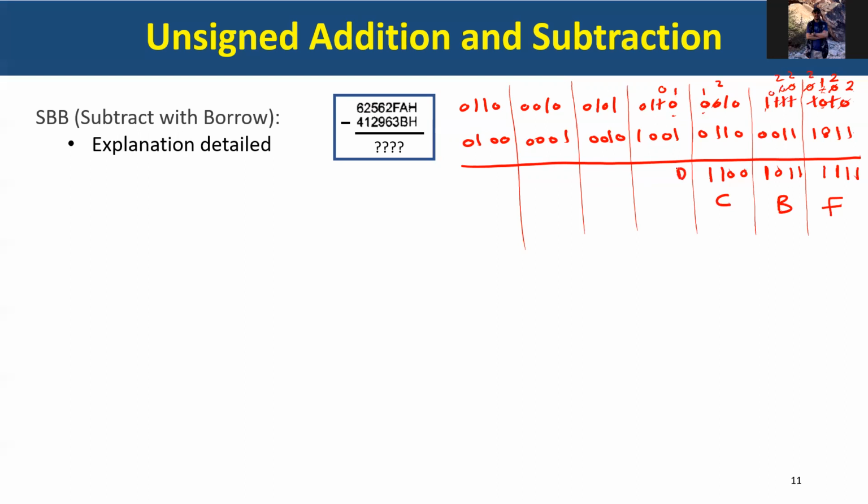I'm sorry, 0. And 0 minus 0 is 0. 1 minus 0 is 1. And then we're gonna borrow. This will be 0, this will be 2. 2 minus 1 is 1. This is again C.